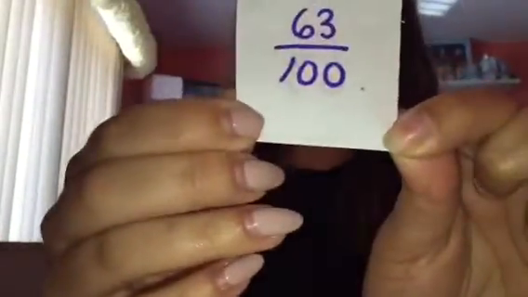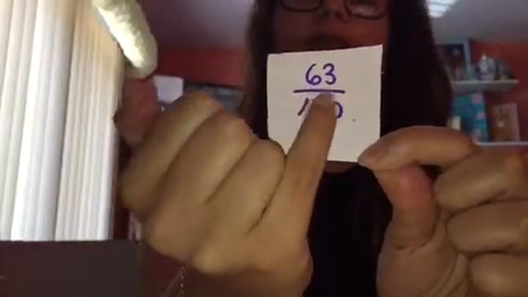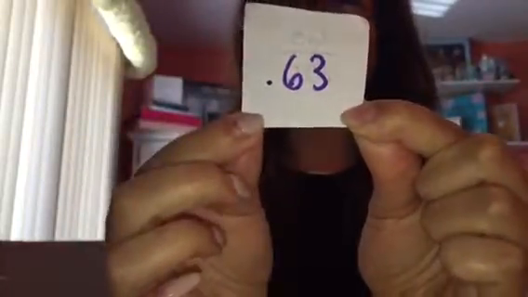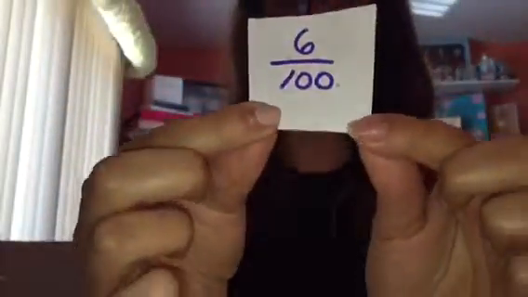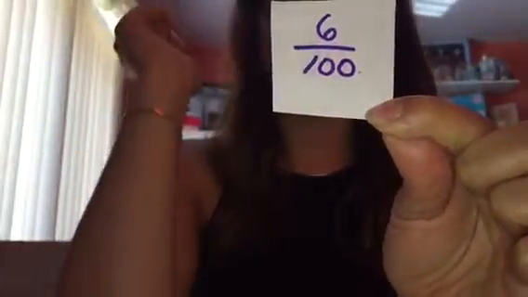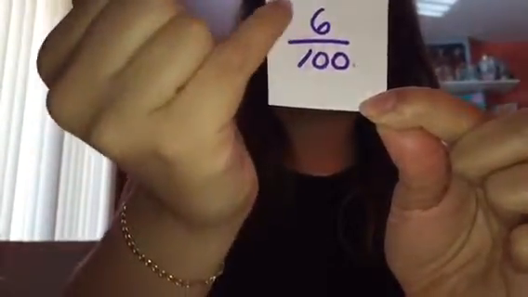63 over 100. We have 6 in the tenths place and 3 in the hundredths place. So that would be 0.63. 6 in the tenths place, 3 in the hundredths place. 63 out of 100, 0.63. And you can repeat that as many times as you want by rewinding the video. We have 6 out of 100. So we have nothing in the tenths place, but we have 6 in the ones place of the hundredths. So it becomes 0.06.